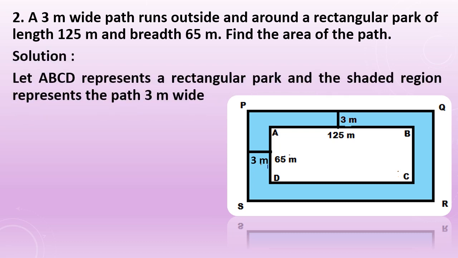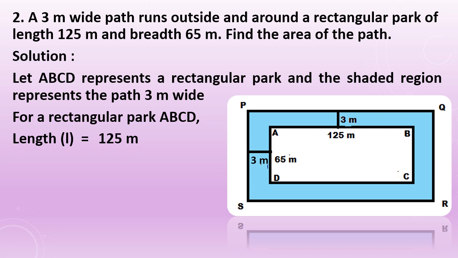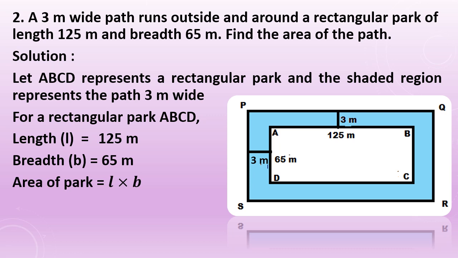Here ABCD represents a rectangular park and the shaded region represents a path 3 meter wide. For rectangular park ABCD, length equals 125 meter, breadth equals 65 meter. Next, what do we have to find? Yes, we have to find the area of the rectangular park. What is the area? L into B. Now substitute the values, 125 into 65, which gives 8125 meter square.